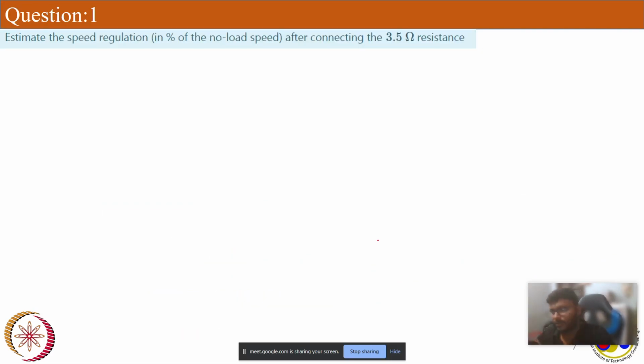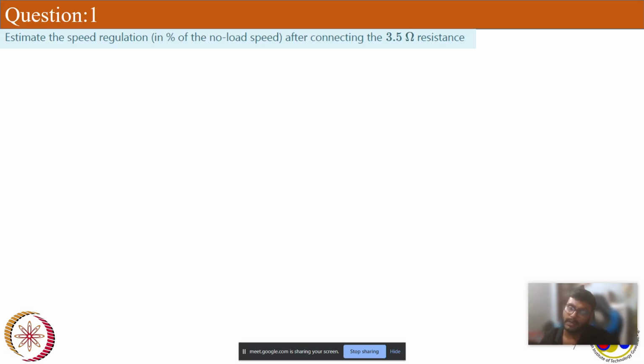Let's see the last sub question for today. It was asking to estimate the speed regulation in percent of the no load speed after connecting 3.5. Now what is regulation? Let's say you have some x value in one condition and a y value in another condition. How much has the speed been regulated? It is x minus y, the difference in whatever quantity you are looking at. If the speed is first x RPM and in the second case y RPM, the speed regulation is x minus y. It can also be in terms of percentage. When it is asked in percentage, you take the subtraction x minus y, divided by the speed in terms of which you want the percentage.